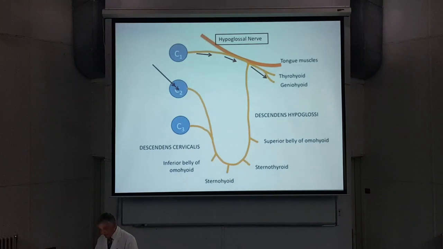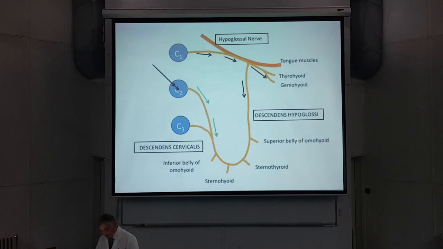the C1 is going to supply the strap muscles of the anterior part of the neck, and this is called descendens hypoglossi. This is descending is all right, but hypoglossi is not a correct term. Now C2, they come down forming the cervical plexus. And this part is called descendens cervicalis, and they hook and they make a loop. This loop is called ansa cervicalis. So the nerve supply of the strap muscles of the anterior part of the neck, the hypoglossal shares nothing for its nerve supply. It's only that C1 travels with it for a short distance.